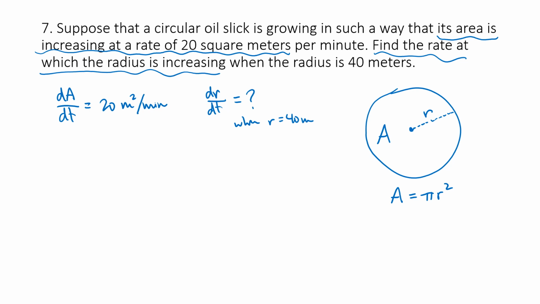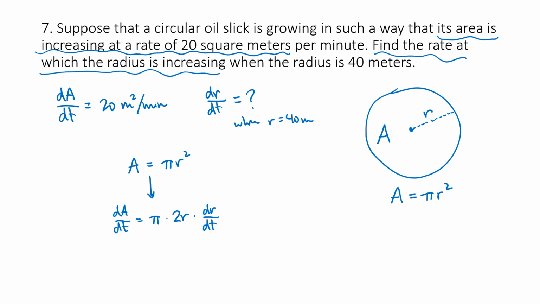So that means we're going to use the related rates process, which is to take the derivative of both sides of our equation, not with respect to A, not with respect to r, but with respect to t. So if I start with A equals pi r squared, and I take the derivative of both sides, on the left-hand side I get dA/dt. On the right-hand side, the pi is a constant multiple. And then for r squared, I need to use the chain rule. So r is a function of t. When we take the derivative of r squared, we get 2r to the first, but then we have to multiply by the derivative of our inside function. The inside function is r, and the derivative of r is dr/dt.